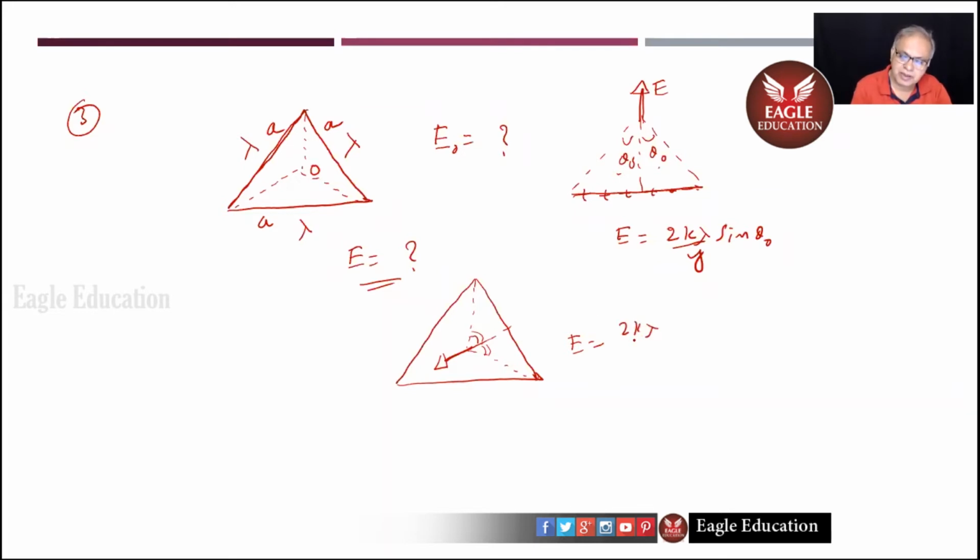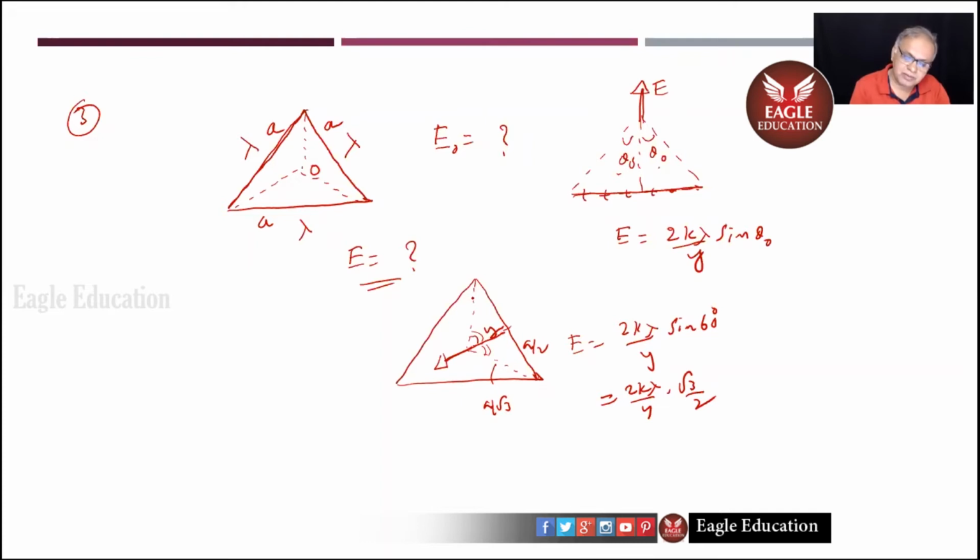2k lambda by y. Since all are going to be the same, even if you don't find y, it's not a big deal. Sine 60, I should write. So 2k lambda by y root 3 by 2. Y also you can get if you want, but maybe not so important because you know this is a by root 3, this is a by 2. That's not a big deal.